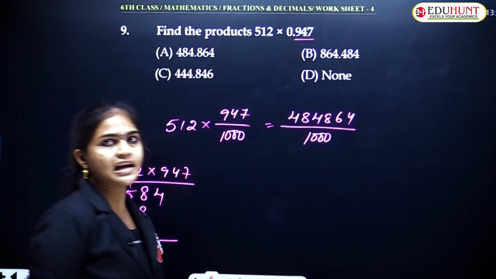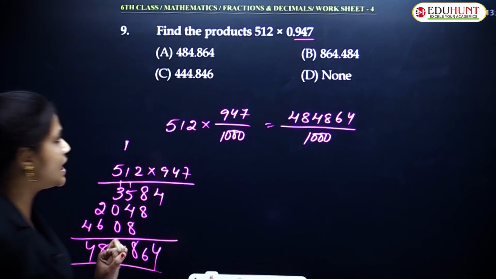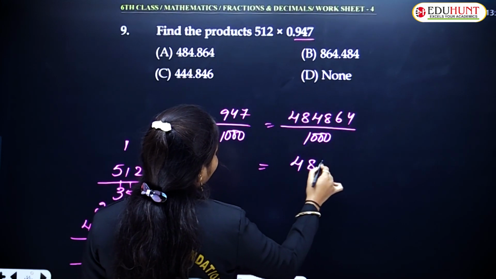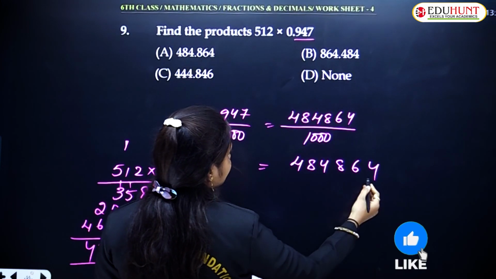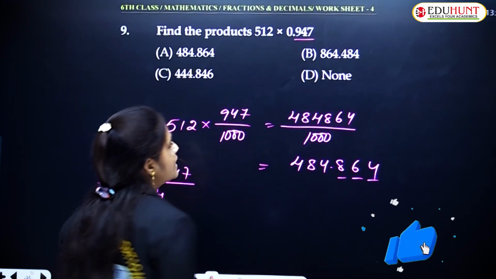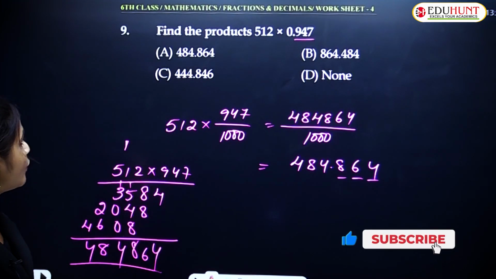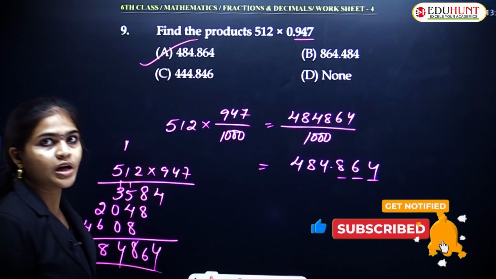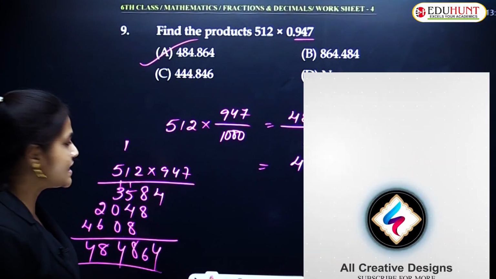Okay, 1000 means how many zeros are there? 3 zeros there, no? So 3 digits before you have to keep the point. 4 8 6 4. 3 digits before, no? So that's why 484.864. Which option is correct here? Option A is correct. Understand?